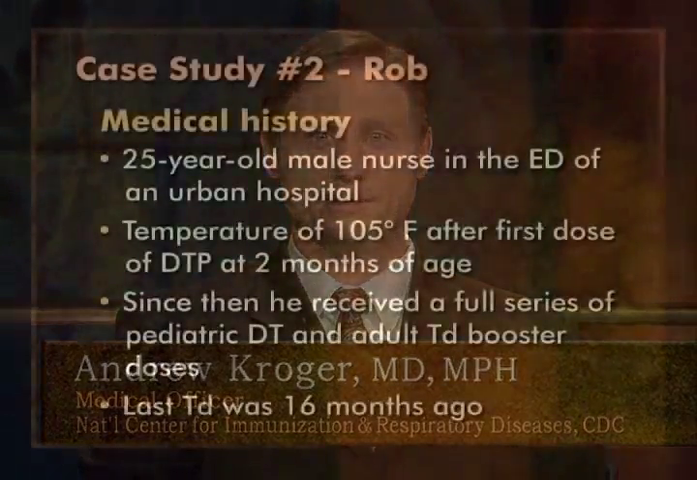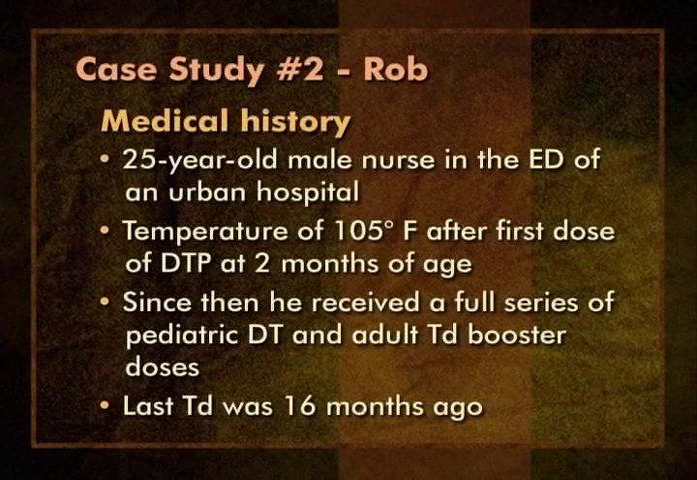We now would like to present a case study that addresses some of the issues that we have discussed on the program today. The case studies are available on the Updates and Resources webpage for this program. Rob is a 25-year-old male nurse who works in the emergency department of an urban hospital. He reports that he had a temperature of 105 degrees Fahrenheit after his first dose of whole cell DTP vaccine at 2 months of age.